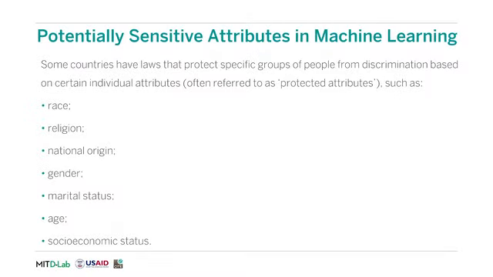Some countries have laws that protect specific groups of people from discrimination based on certain attributes. As we reviewed in the previous video, these are called protected attributes. Some examples are on the slide. Regardless of a legal landscape, machine learning has the potential to produce unfair outcomes for certain groups of people. As an algorithm designer, one should make clear choices about fairness criteria. Some criteria will be reviewed in the next few slides.